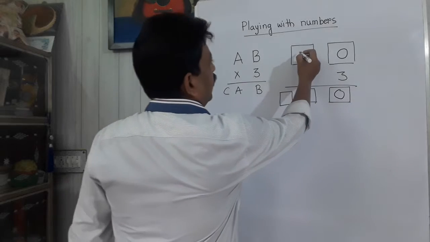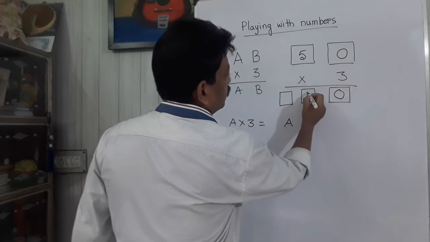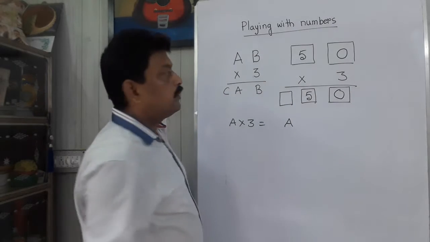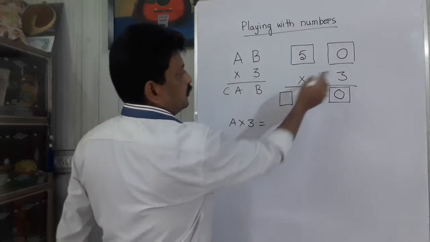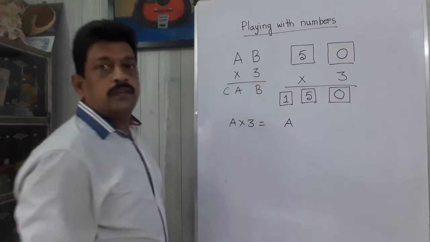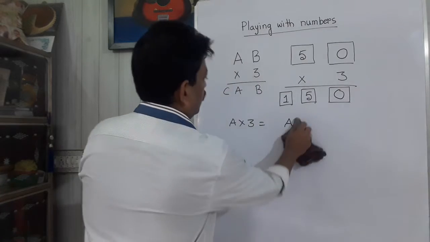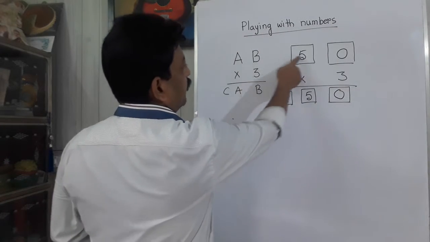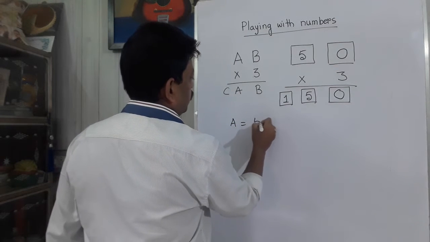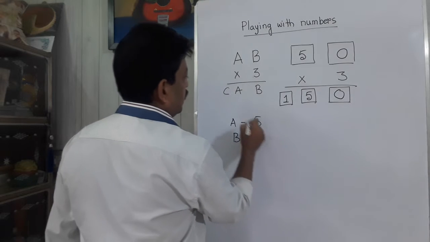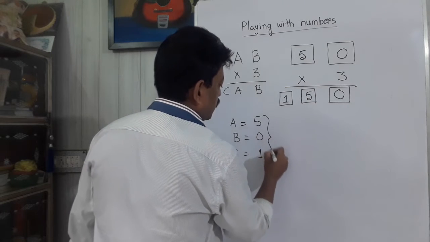So if we are putting 5 here, then we are getting 3 5s are 15 here. As I have told, these two should match, and this can be anything other than 5 and 0. So here we are getting 1. Therefore, we are getting the answer. That means our correct answer is A is 5 and B is 0. A is 5, B is equal to 0, and C is 1. This is the answer.